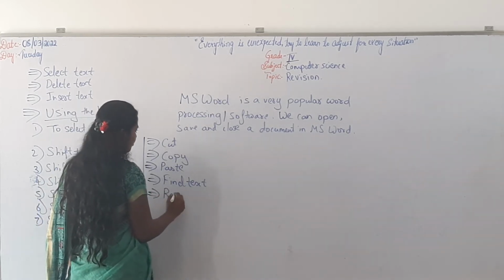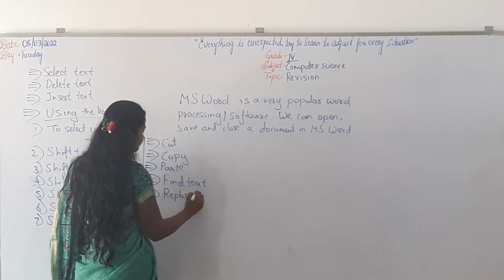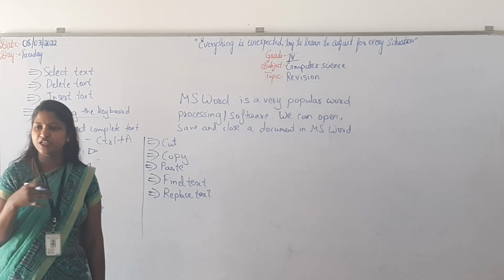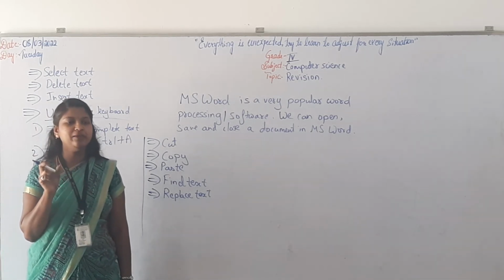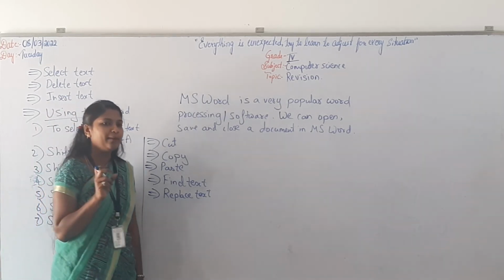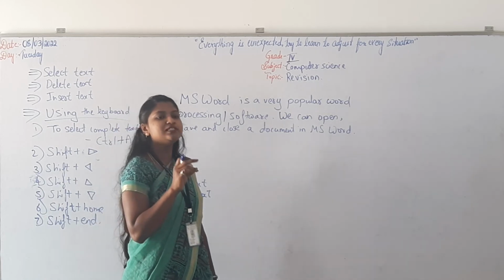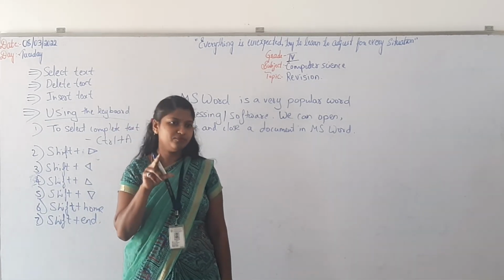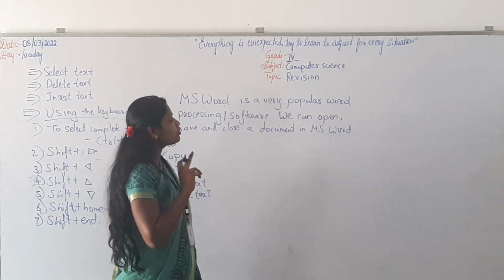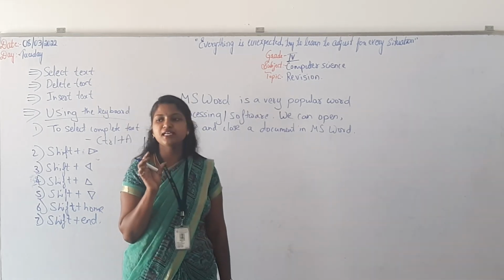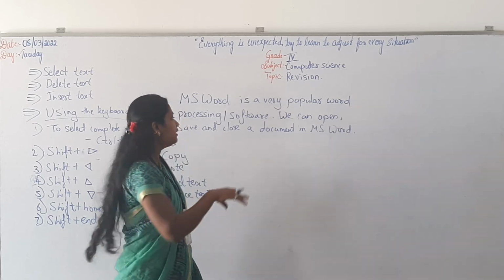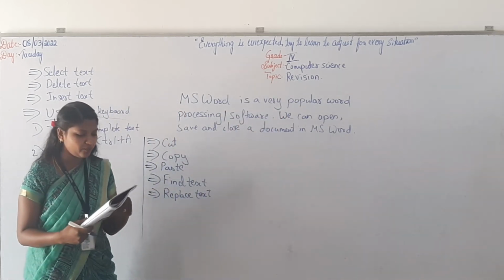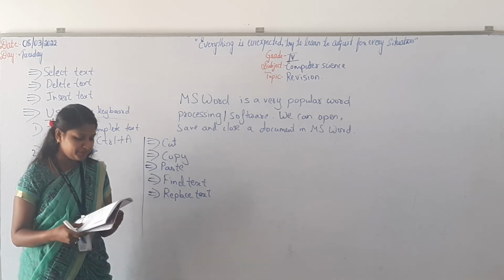Replace text. What is this replace text? If you want to replace any word in your paragraph, you will have that replace icon separately in your home tab. When you click on that, first you will select which word you have to change, then you have to replace the word. For example, I will replace software with hardware. As soon as I replace that word, the hardware will appear in your paragraph. And you know what is replace and what is find?